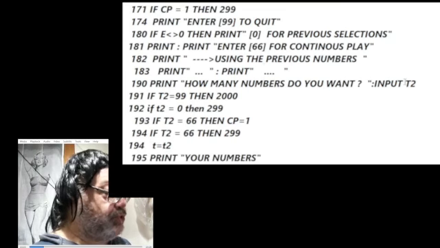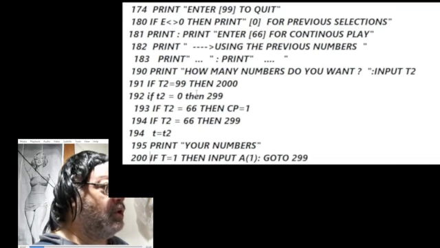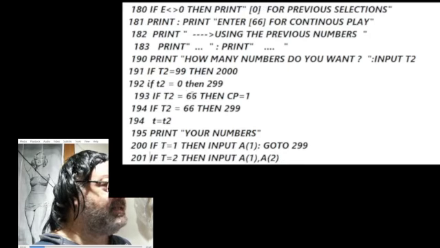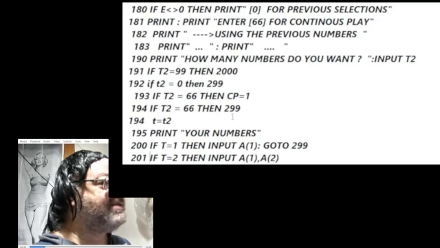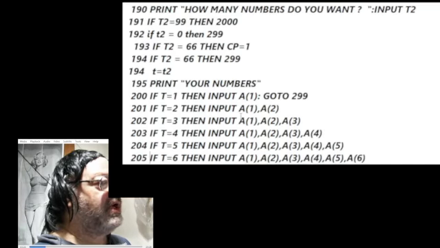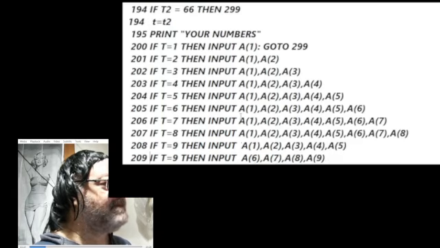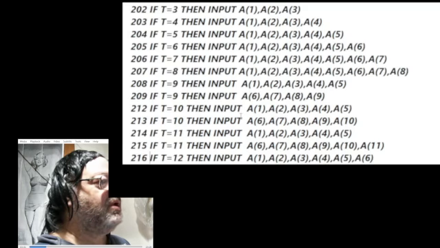We input T2, and then we start. There's INPUT T2. Then let's see. If T2 equals 66, continuous play is on. That's a 1. If T2 equals 66, then 299. So we're going to skip something. Then these are the inputs for your numbers. It's A1, A2. It's an array from A all the way to 15.